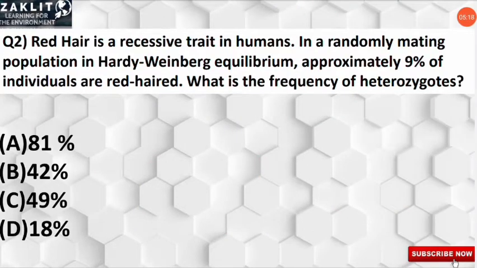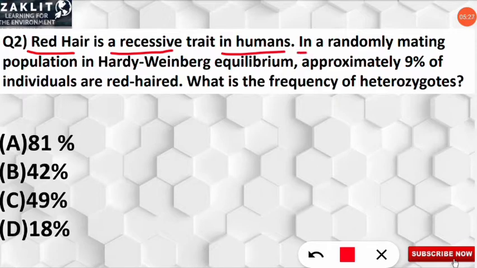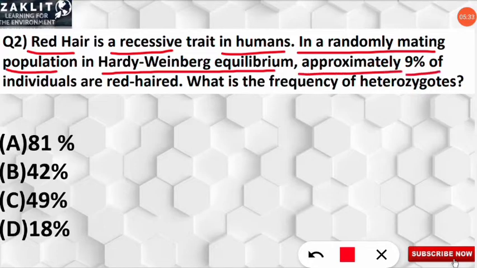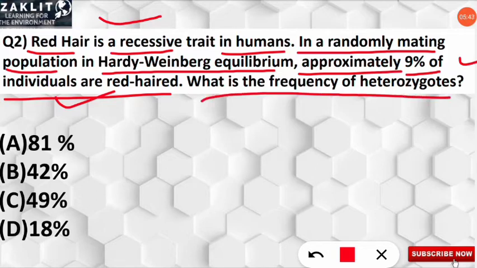So the next question is on our screen and we will read the question first. Red hair is a recessive trait in humans. So it is given in the question and it is also true. In a randomly mating population in Hardy-Weinberg equilibrium, approximately 9% of the individuals have red hair. So red hair is recessive, but 9% of the individuals in the population have red hair. So the question is, what is the frequency of the heterozygotes? So it is asking the frequency of the heterozygous genotype, that is, heterozygotes.